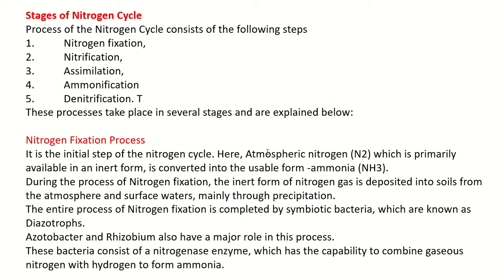First step. Here, atmospheric nitrogen, which is primarily available in the inert form, as you know very well, is converted into a usable form, that is ammonia, NH3. During this process of nitrogen fixation, this inert nitrogen gas is deposited into soil from the atmosphere and surface water mainly through precipitation.